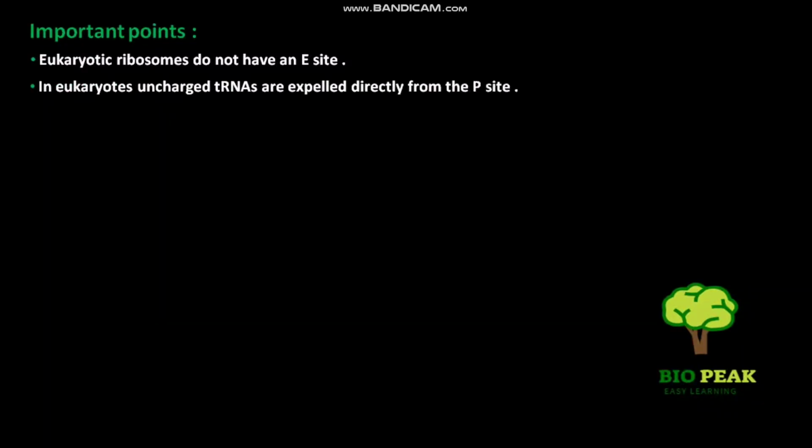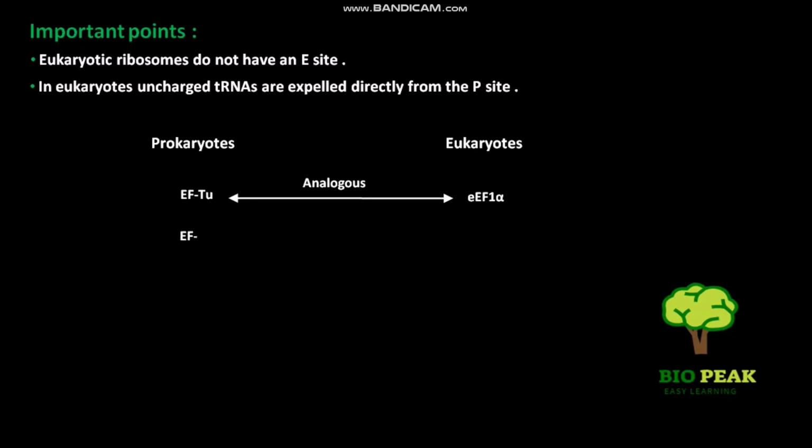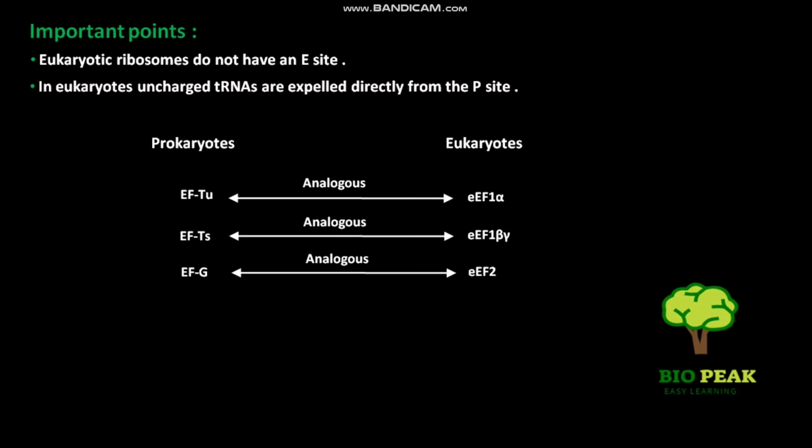Now, some important points. Eukaryotic ribosomes do not have an E site. In eukaryotes, uncharged tRNAs are expelled directly from the P site. Prokaryotic EF-Tu is functionally analogous to eukaryotic eEF1 alpha. Prokaryotic EF-Ts is functionally analogous to eukaryotic eEF1 beta gamma. Prokaryotic EF-G is functionally analogous to eEF2.